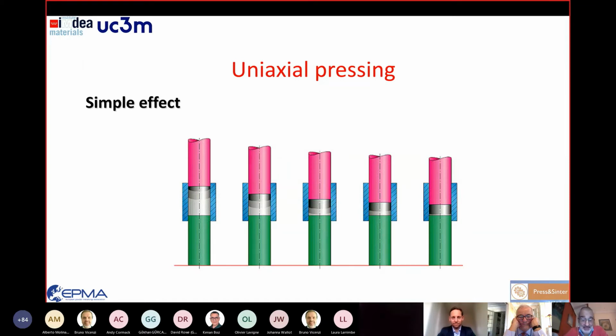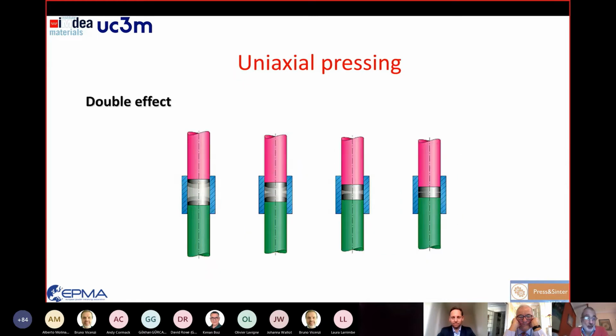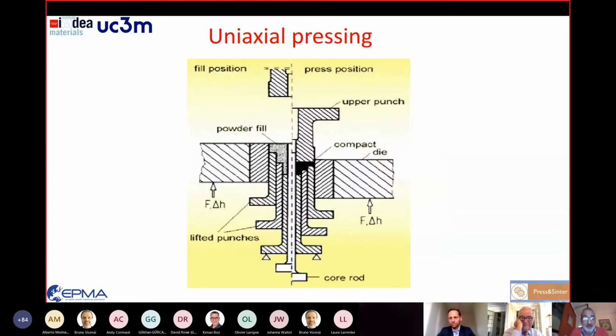So we can adjust this problem using the so-called double effect. If we apply pressure from the bottom and from the top, we homogenize the density a little bit more, and we have only a line of lower density in the middle of the part. And we can also improve this using what is extremely normal in the industry, which is to use a complex system of punches. We have one die, but we can have different punches in the top part and in the bottom part, in order to assure the same density in the different levels of the part.